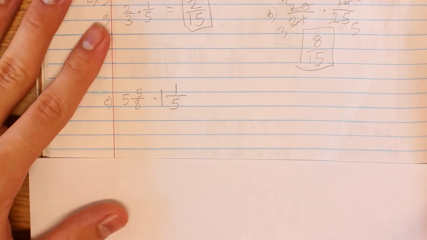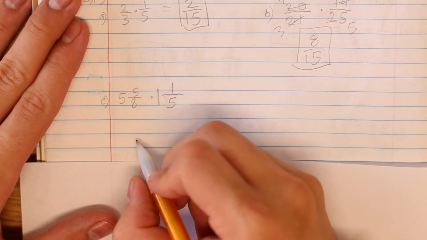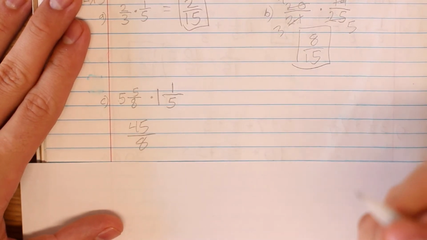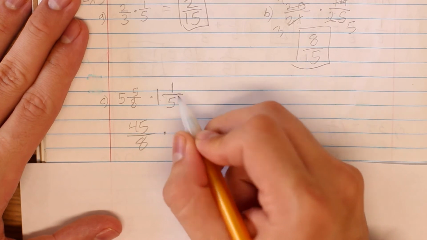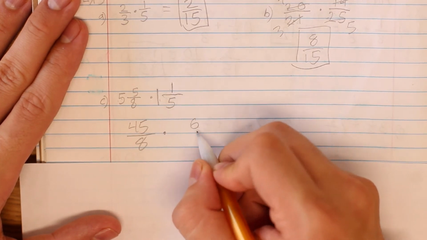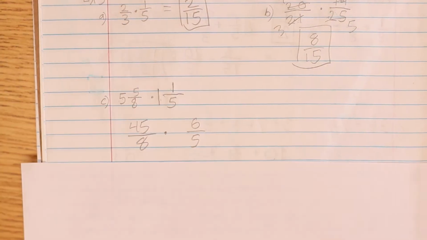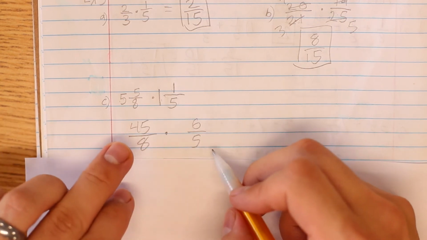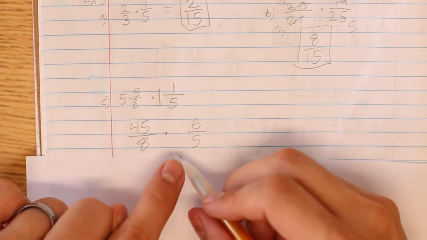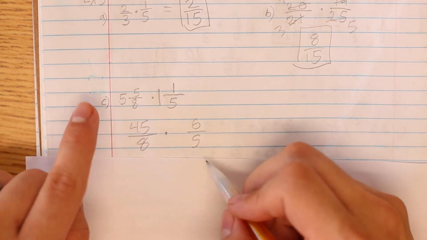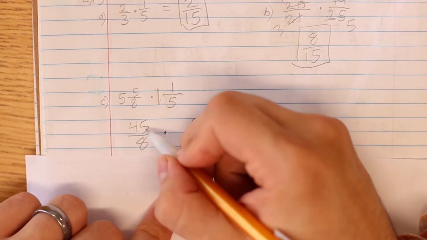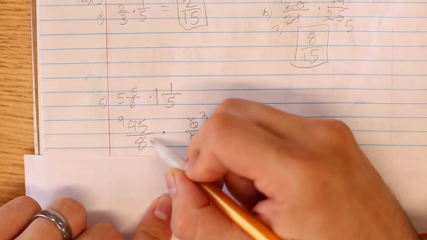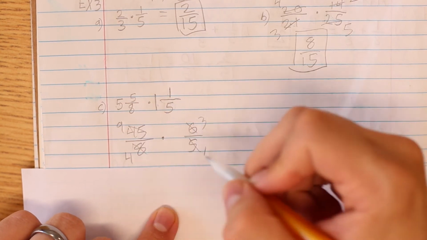So convert to improper. That would give us, multiply that, you end up with 45 on top with 8 right here, times, multiply that, and you end up with 6 on top with a 5 right here, okay? So now, because this is multiplying, we don't have to find a common denominator, but we can cross-reduce. Anything in common crosswise for these guys? Yeah. 5 goes into this 1 time, while 5 goes into this 9 times. 2 goes into 6 3 times, 2 goes into 8 4 times.